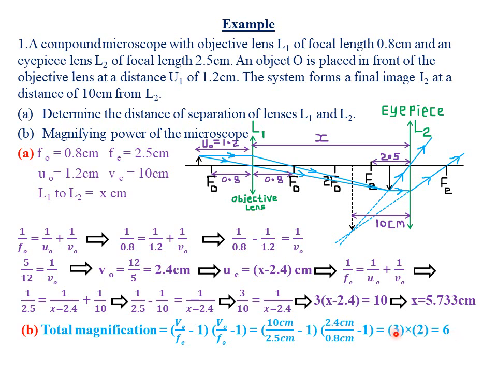So this simply means that the magnification of the eyepiece is 3 and the magnification of the objective lens is 2. Therefore, the total magnification will just be 3 multiplied by 2, which equals 6. Again, remember, magnification is a ratio, therefore it does not have units.